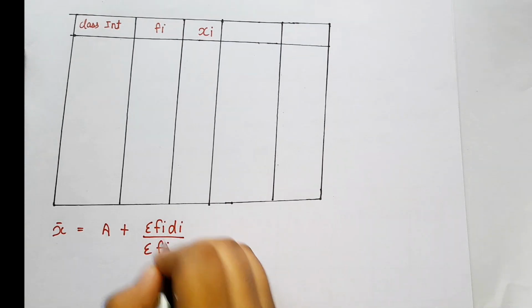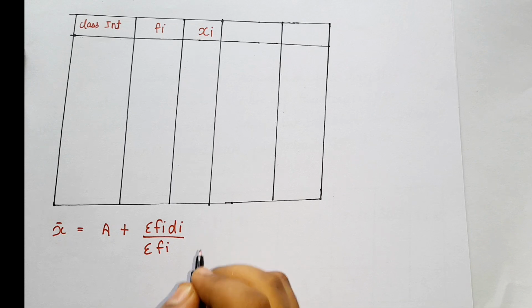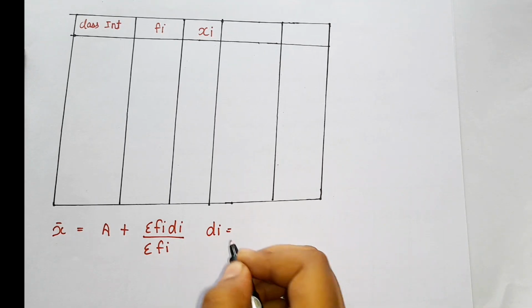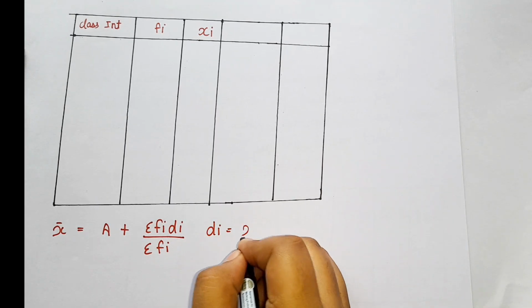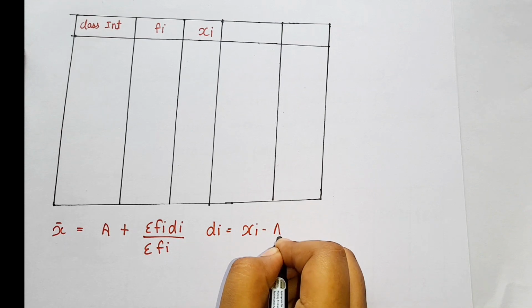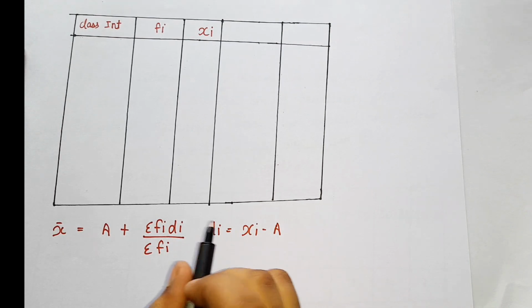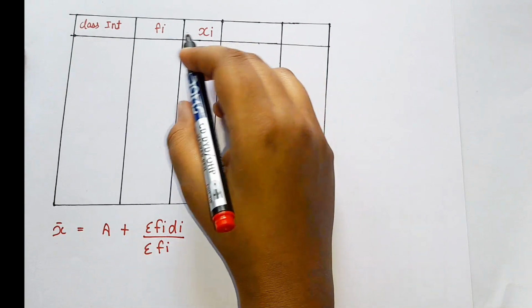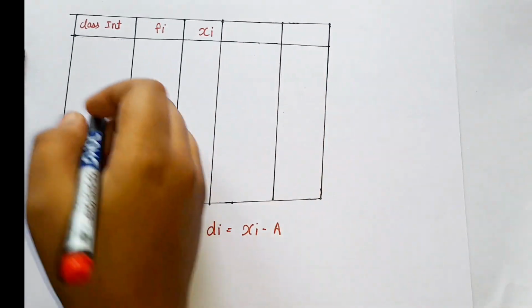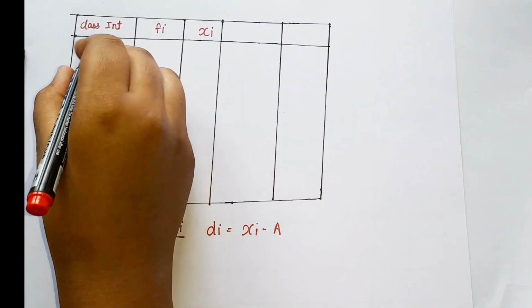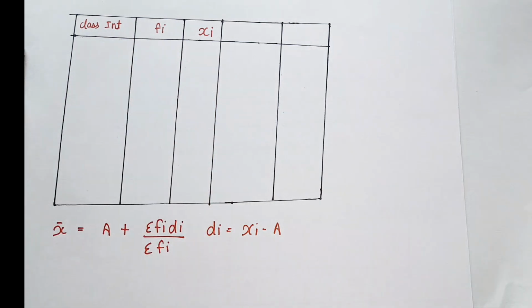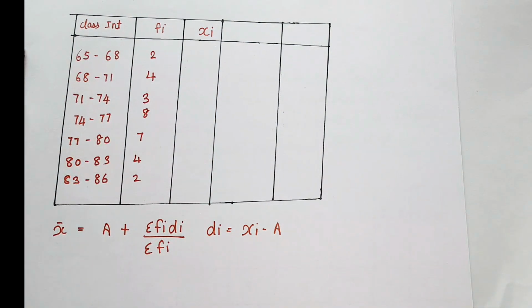So here we have di, isn't it? So we want to find di value. How to find the di value? Xi minus a. Okay, so a is the assumed mean. So first of all we want to find fi. So fi, everything is mentioned in the question, isn't it? So I'll write class interval and fi values. Okay guys, so I just mentioned the class interval and fi which was given in the question.